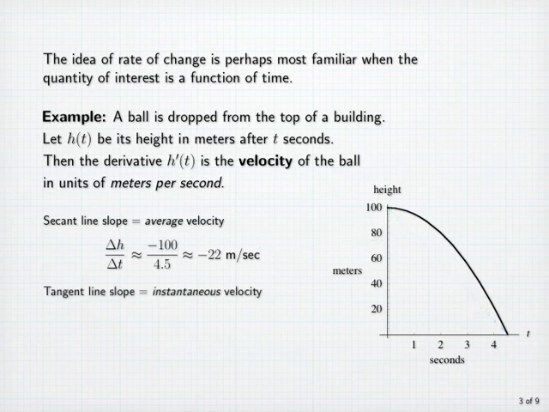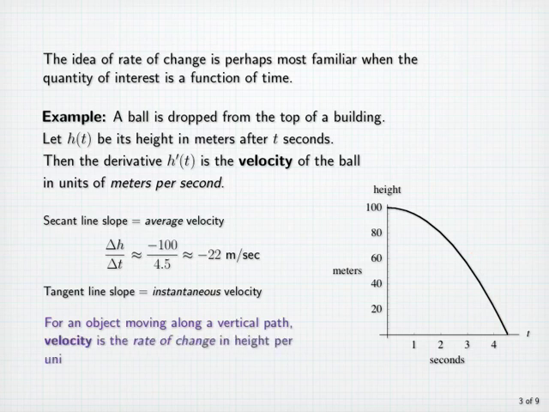Now, tangent line slope corresponds to instantaneous velocity. At the instant when the ball is dropped, it has zero velocity. But as it falls, its speed increases, that is, its negative velocity gets larger until it hits the ground. So our main point here is that for an object moving along a vertical path, velocity is the rate of change in height per unit time.